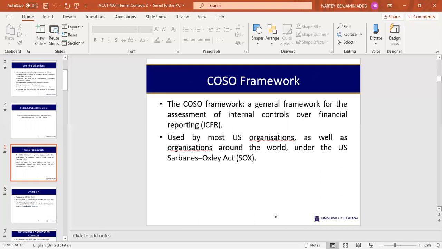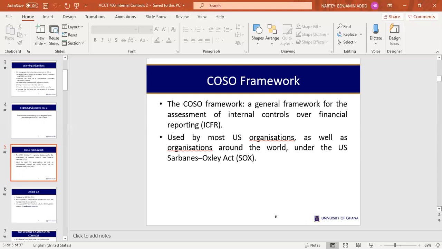The COSO framework is a general framework which most organizations have adopted. It assesses internal controls over financial reporting. As I indicated, financial reporting must be accurate and must provide complete information. That is, the information contained in the financial reports must be complete. It is used by most US organizations. This COSO framework originated in the US, from the SEC, the Securities and Exchange Commission. We also have a Securities and Exchange Commission in our country, which regulates the listing requirements on the Ghana Stock Exchange. It is used by most US organizations as well as organizations around the world under the US Sarbanes-Oxley Act, right?